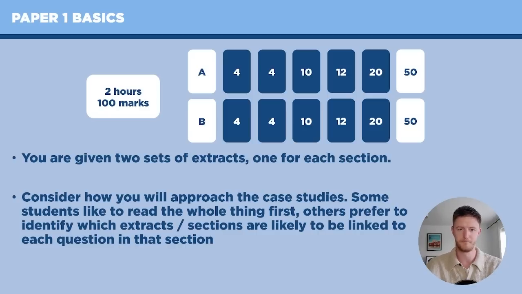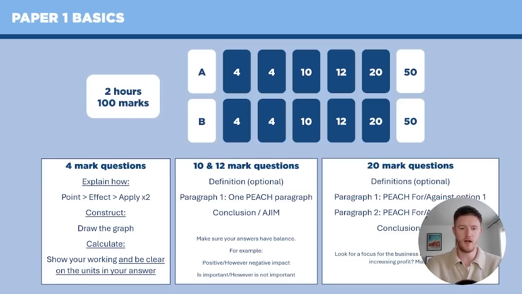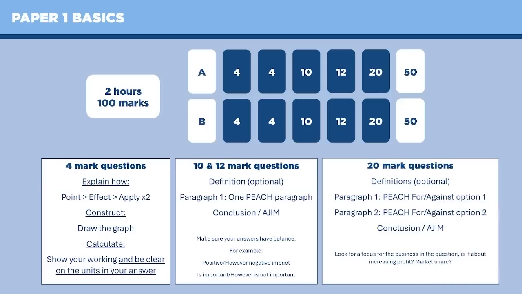So structure, I'm going to get rid of myself here, so I know I'm in the way of the 20 marker bit there. Structure-wise, you've got your 4 markers, your 10 and 12 markers, which we're going to group together, and your 20 markers. 4 markers, you've got 3 different types. You've got an explain how question, which is your more common 4 marker. You'll probably have 2 of these, I would imagine.